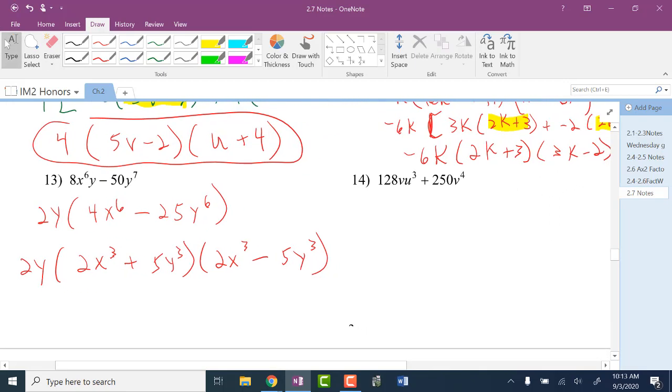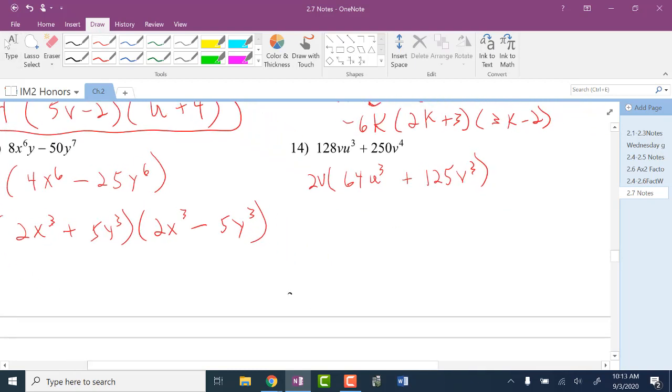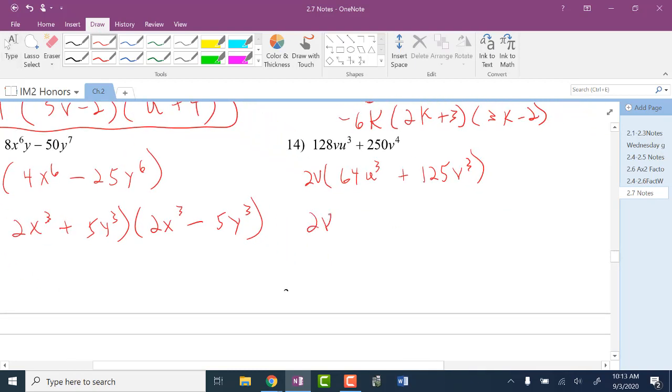Then the last one, again, always looking for a GCF. I believe 2 is going to be the GCF. Wrong. 2v. And then we get 64u cubed. Oh, watch this one. You're going to love this. Plus 125v cubed. Obviously, we have cubes and a sum. Perfect cube of the first is 4u. Perfect cube of the second is 5v.